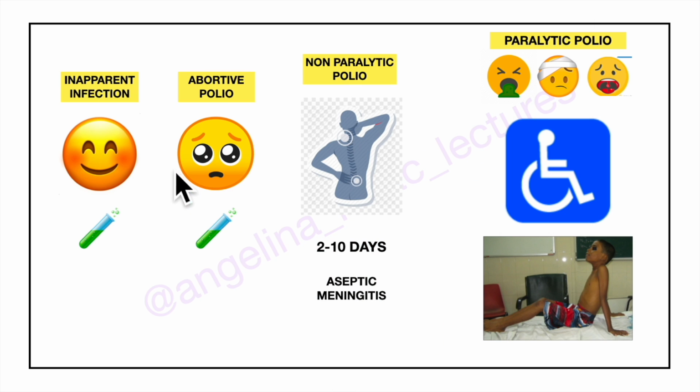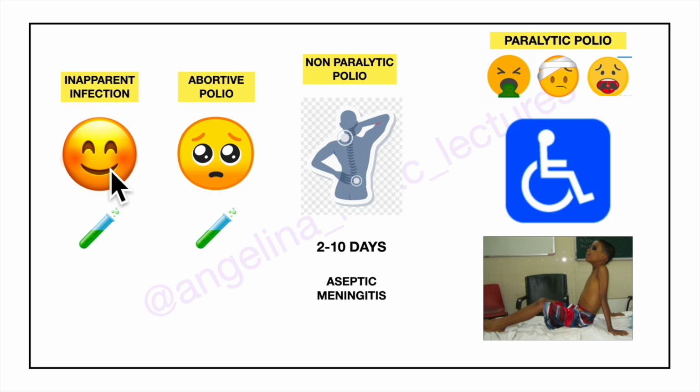So now we'll be learning about an important part, that is the clinical spectrum of poliomyelitis. Under that, we'll be learning it under inapparent infection, abortive polio, non-paralytic polio and paralytic polio. Under inapparent infection, the patient usually shows no presenting symptoms, and the recognition is usually by virus isolation or antibody titers.